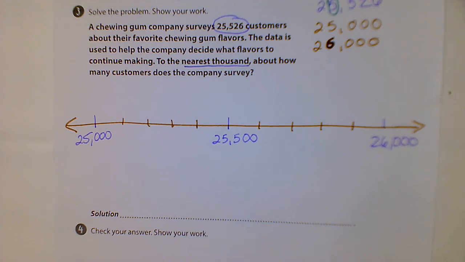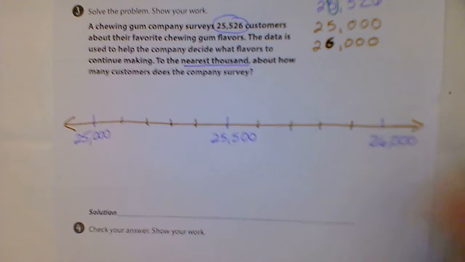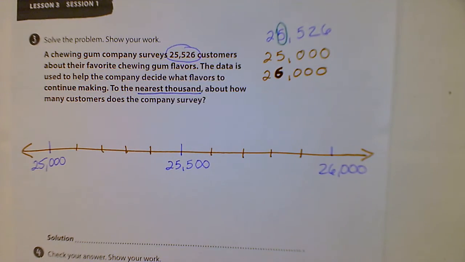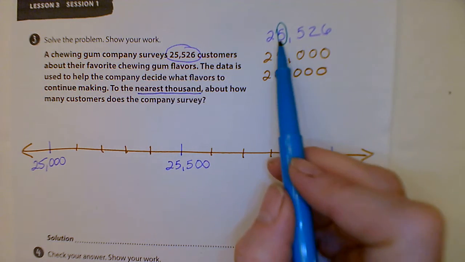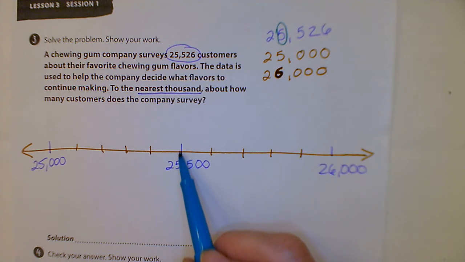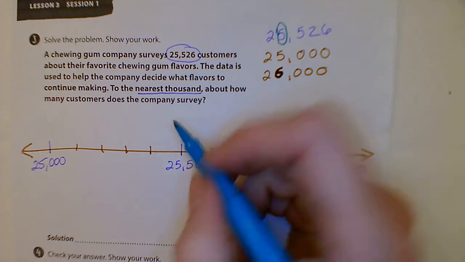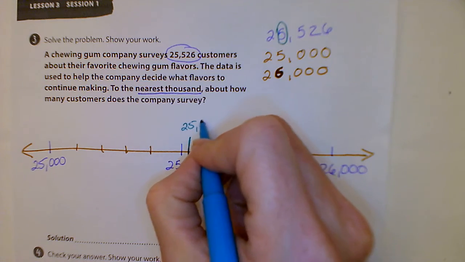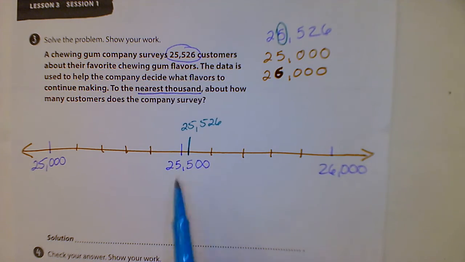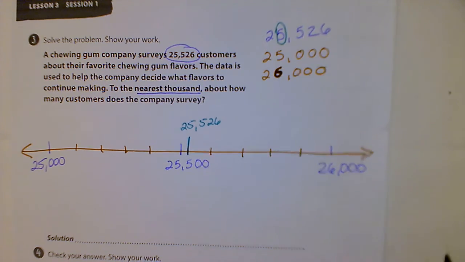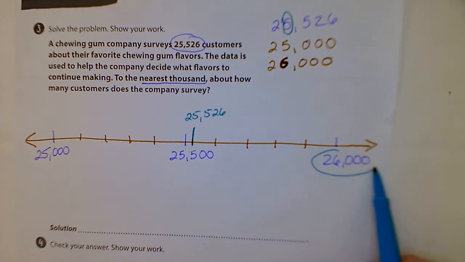Now we have to figure out where 25,526 would go, because that's the number we're working with. Let me slide this over to make it a little more clear. Right here, that's telling me we have already gone to the 25,500. We're in between 25,500 and 25,600, and it's going to be right about here. So that's our number. And what I can see is that it's more than halfway to 26,000. So that's why 26,000 is going to be my answer.